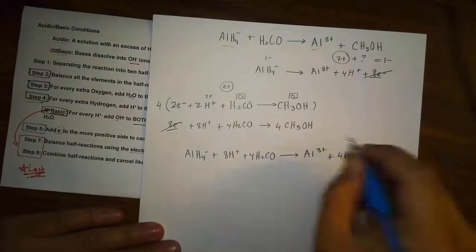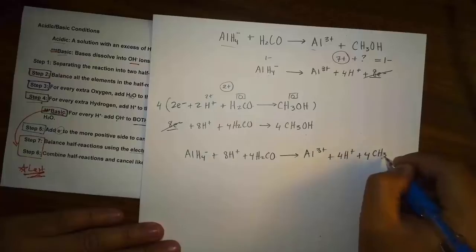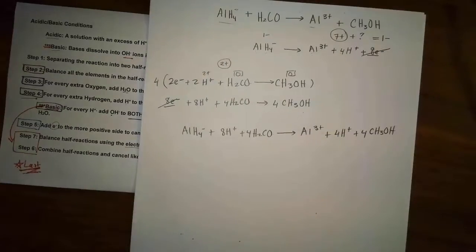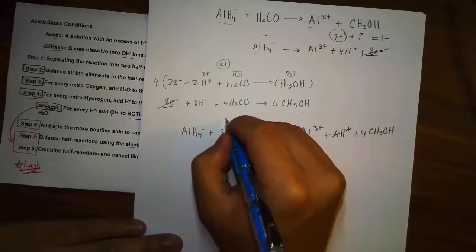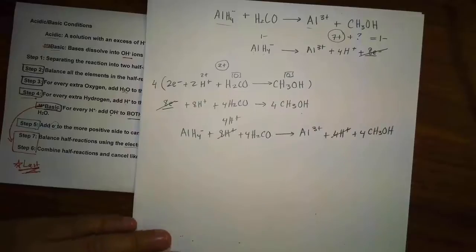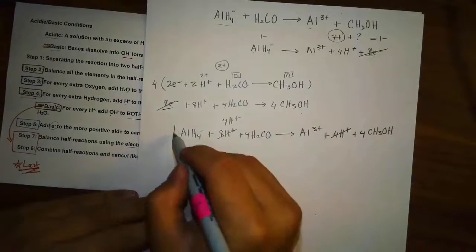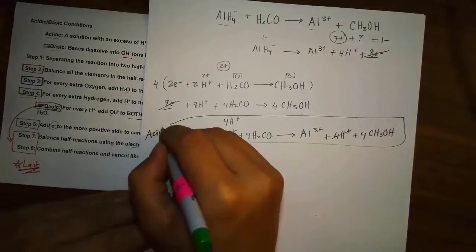4H+, and then we go to the bottom, which is 4 CH3OH. Now we just need to cancel out like terms, and the only thing I see is H+. So in this case, our answer is 4H+, right there. And this would be the acidic condition. Okay, so this would be the balanced redox for acidic condition.